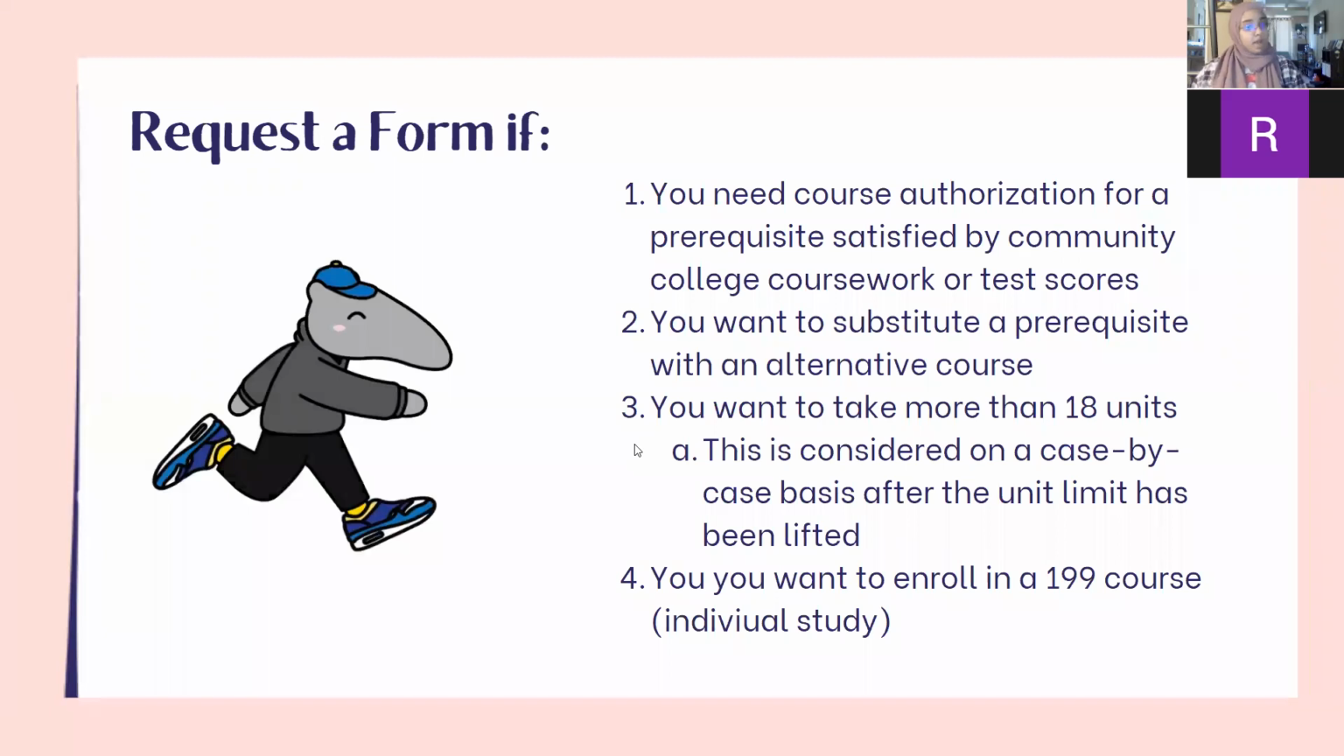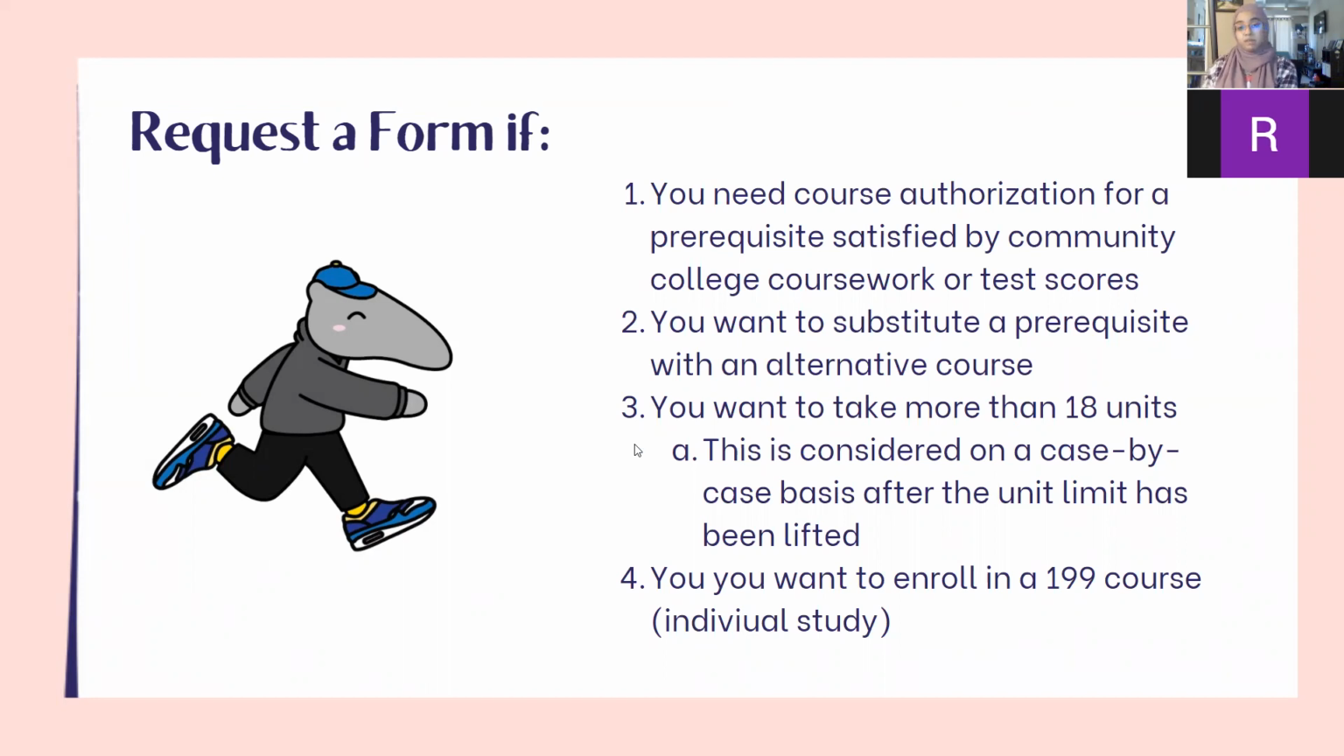Okay, and then there are some forms you may need. So for example, like I mentioned, if you need authorization for a prereq that you took in community college or you tested out of, you can request a form through the engineering website. If you think you have a prereq that can be substituted with an alternative course, then you can also request a form for this. If you want to take more than 18 units after the limit has been lifted, you can submit a request again through the engineering website.